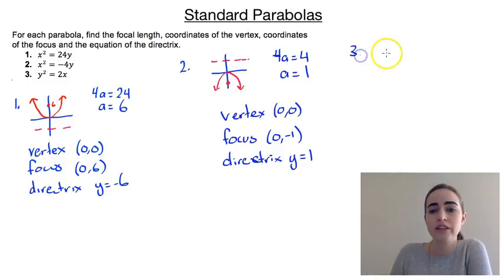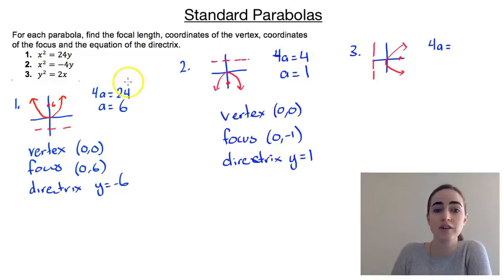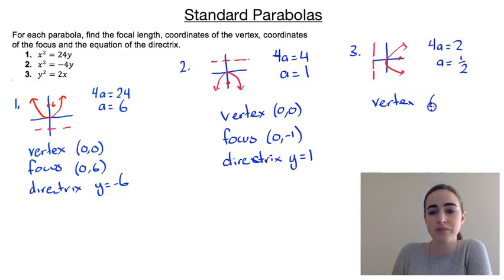And for our third example, one more diagram. So we've got y squared equals 2x. So that's a concave right parabola, which means our focus will be over here somewhere, our directrix will be over here. That 4a is going to be equal to the coefficient of x this time, which is our 2. So that means that a is going to be equal to 1/2. So our vertex is still in that same position of (0, 0).